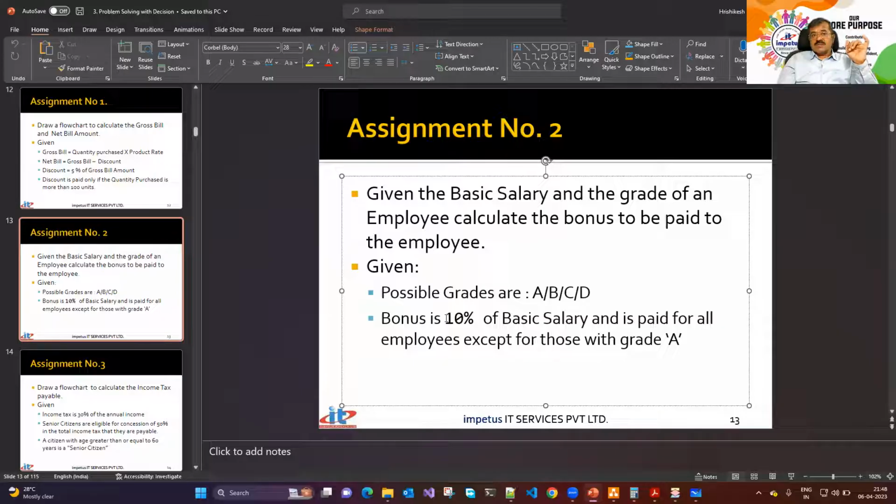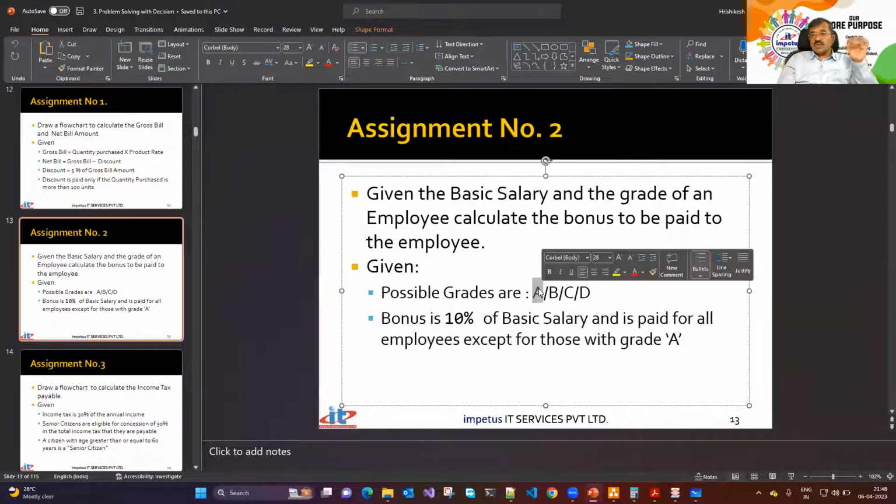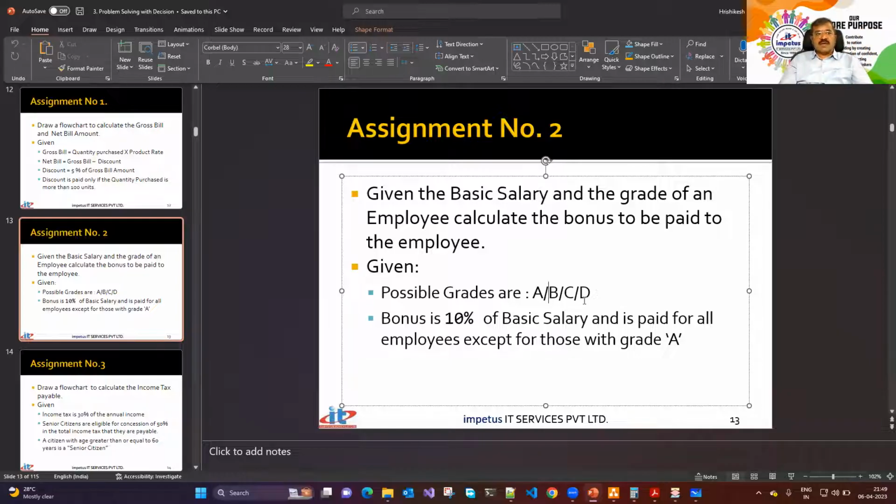And it says bonus is 10% of basic salary and is paid for all employees except for those whose grade is A. And जिसका grade A रहेगा, he should not get the bonus. Rest अगर B है, C है, D है, they should get the bonus. So that's how simple the solution is. I'll try and keep it as simple as possible right now. Then we'll think about some more detailed aspects about it. But this is the problem statement.